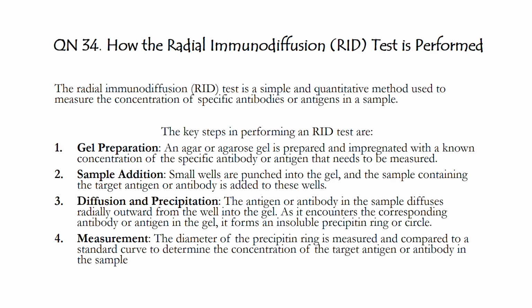For the third step, there will be diffusion and precipitation. Here, the antigen or antibody in the sample will diffuse radially out from the wells into the gel. As they meet the corresponding antibody or antigen in the gel, an insoluble precipitin ring is formed. For the measurement, the diameter of the precipitin ring will be measured and compared with the standard one, to determine the concentration of the target antigen or antibody.